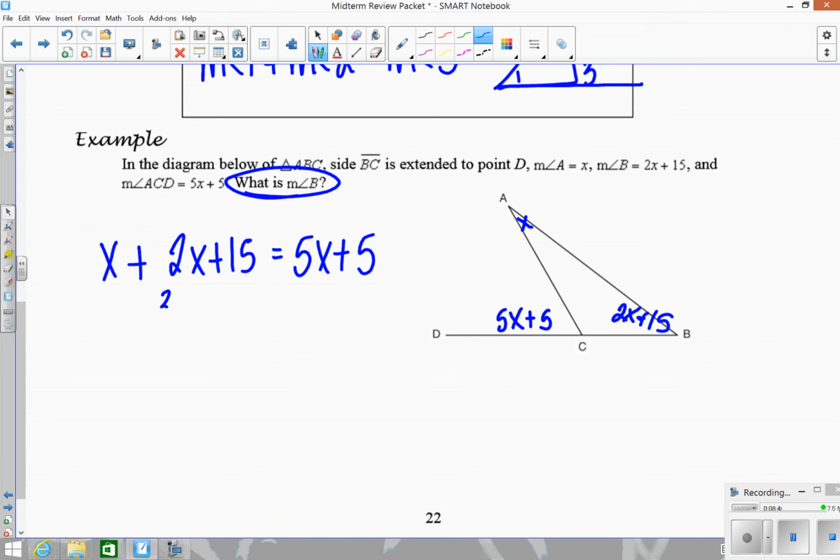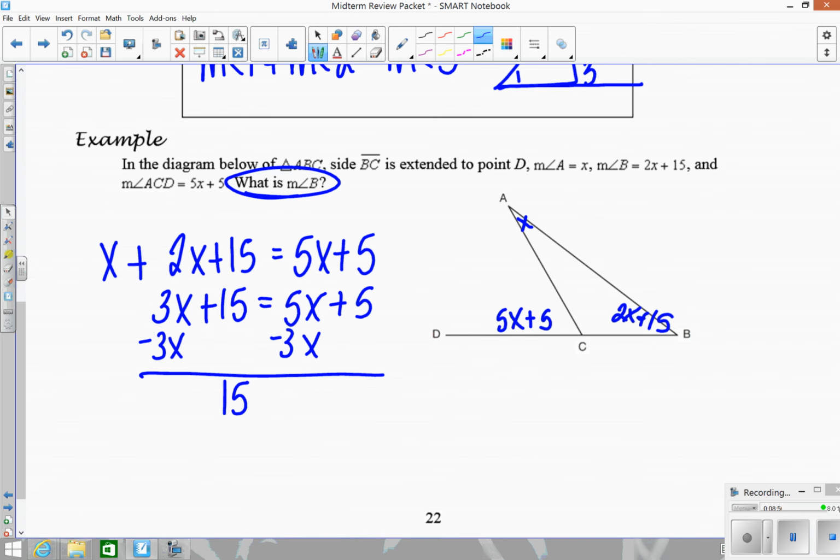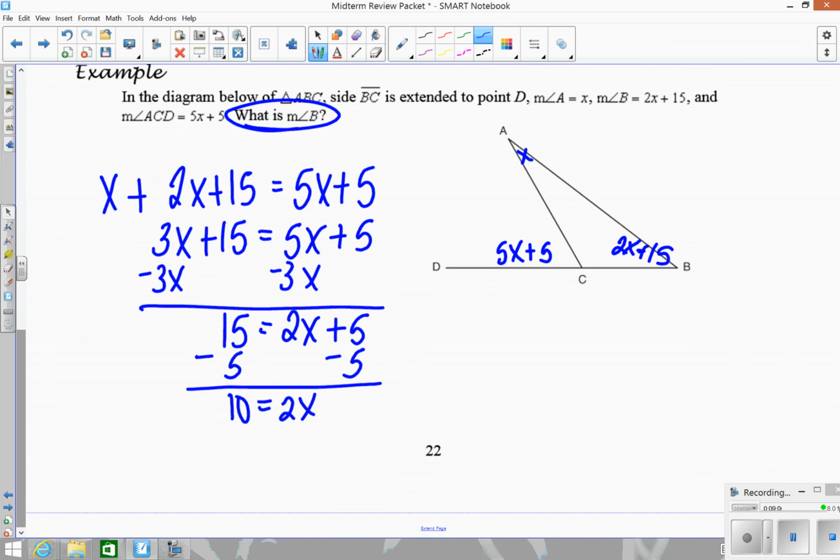So combine like terms first. So we have 3x plus 15 equals 5x plus 5. Subtract over this 3x. So 15 equals 2x plus 5. Bring the 5 over. So 10 equals 2x. Divide both sides by 2. We get 5 equals x.